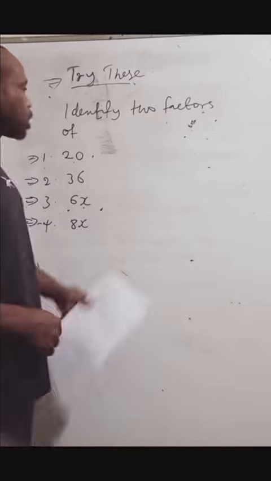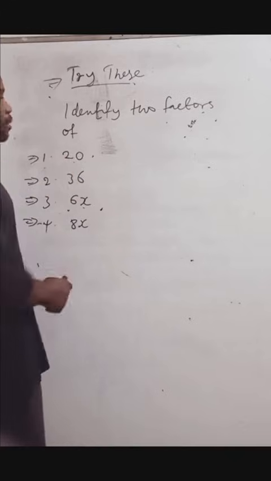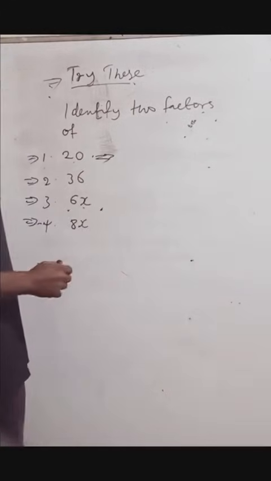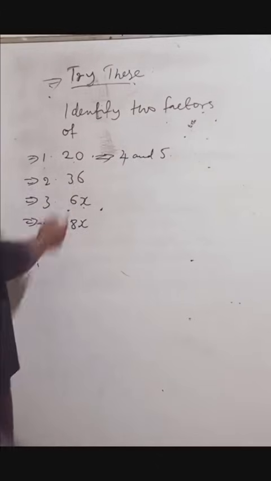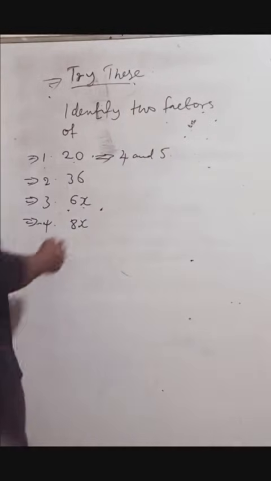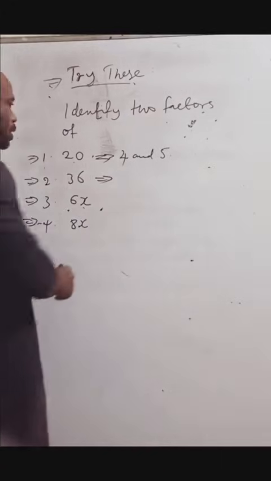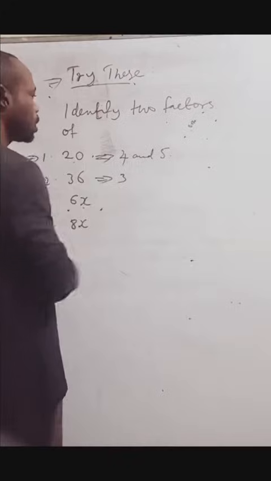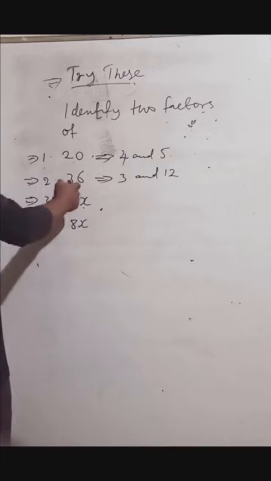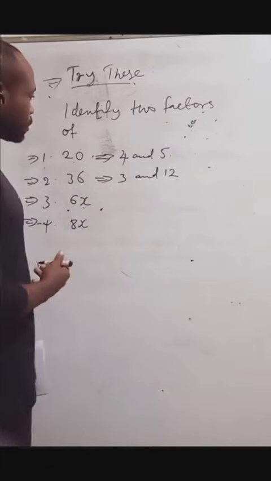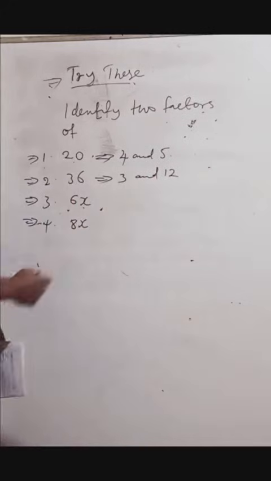So quickly before we proceed, two factors of 20 are 4 and 5. 4 can divide 20 without remainder, therefore it's a factor of 20. 5 can divide 20 without remainder, therefore it's a factor of 20. Two factors of 36 are 3 and 12. 3 can divide 36 without remainder, 3 into 36 is 12. 12 can divide 36 without remainder, 12 into 36 is 3. Therefore, 3 and 12 are factors of 36.